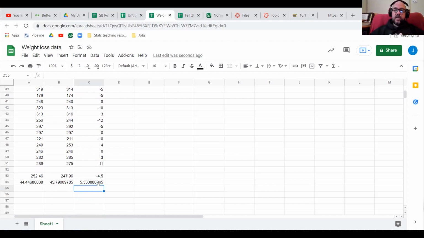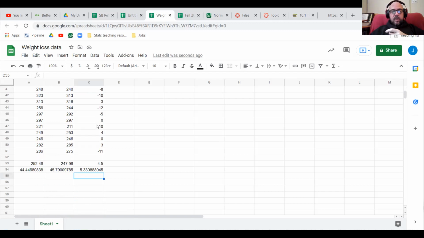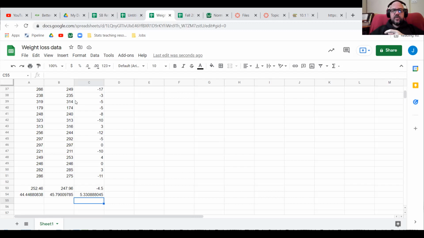This is why we do a paired test: we don't have to compare the 211-pound person and the 314-pound person. We only have to compare the negative 10 pounds lost and the negative 5 pounds lost, right? So there's a lot more of a difference in the raw data in each sample than there is in the differences. There's a much greater range in the raw data than there is in the differences.